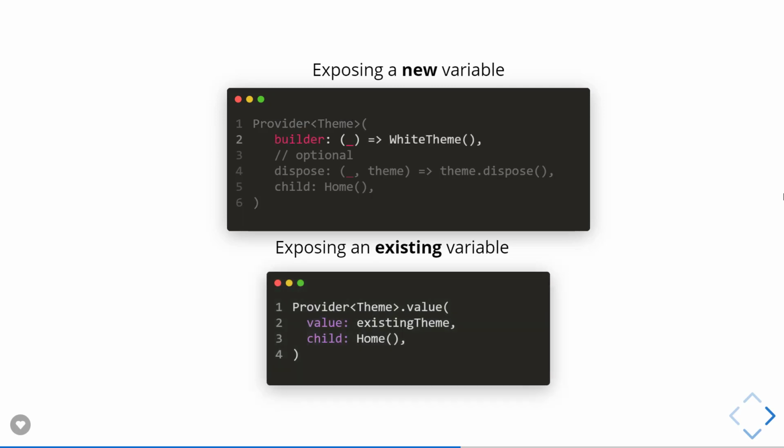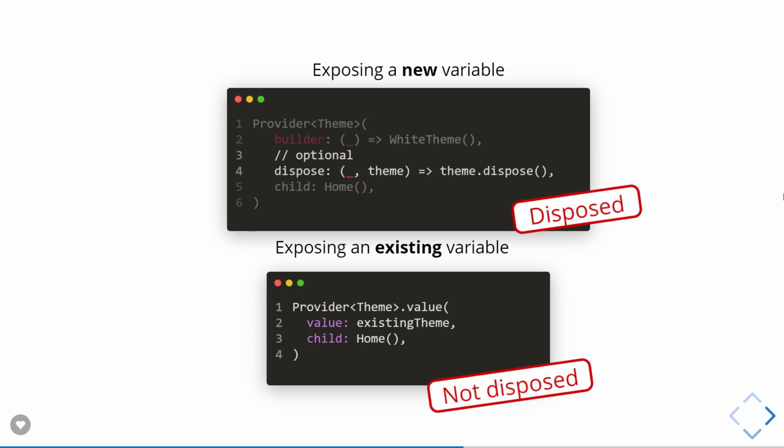Then it will take a function that will create our state. And I insist on the fact that this function creates the state. It doesn't take an existing state. Then we have a dispose callback. That callback will be called typically when the provider widget is removed from the widget tree. And a child.